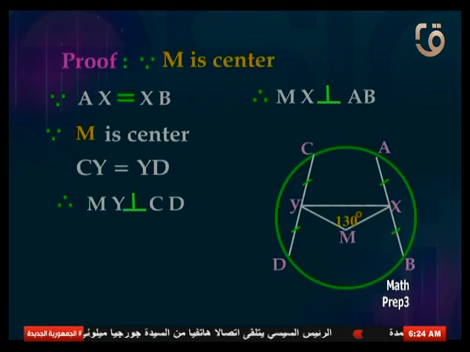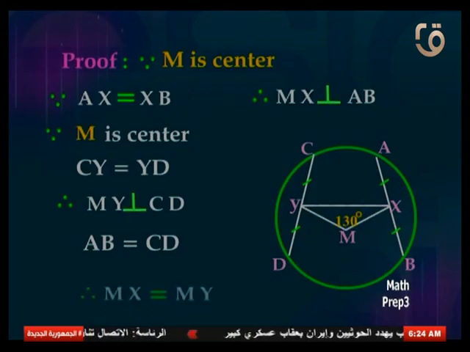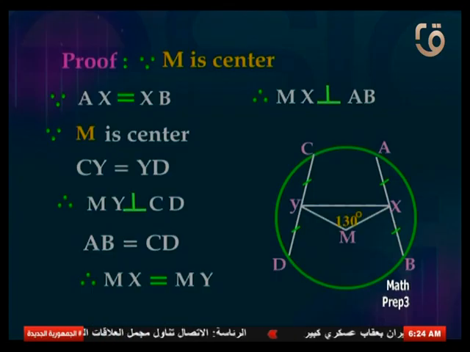Two perpendicular distances, MX and MY. What's the relation between them? As AB equals CD, two equal chords, then they are equidistant from the center of the circle. So MX is equal to MY. That's correct.